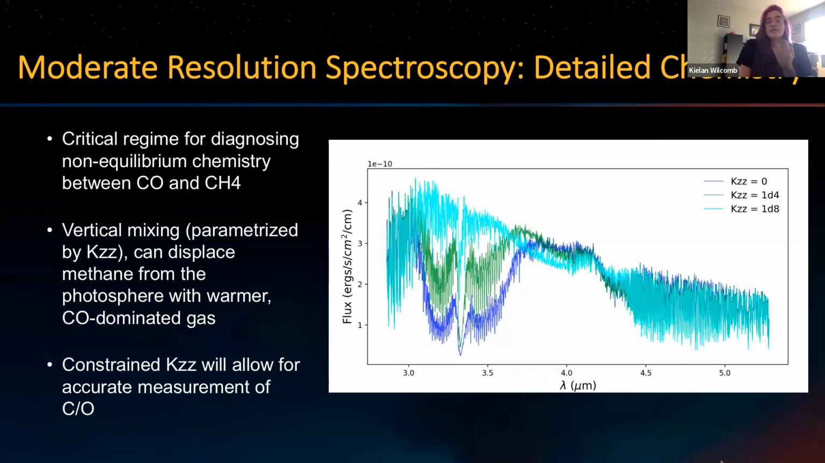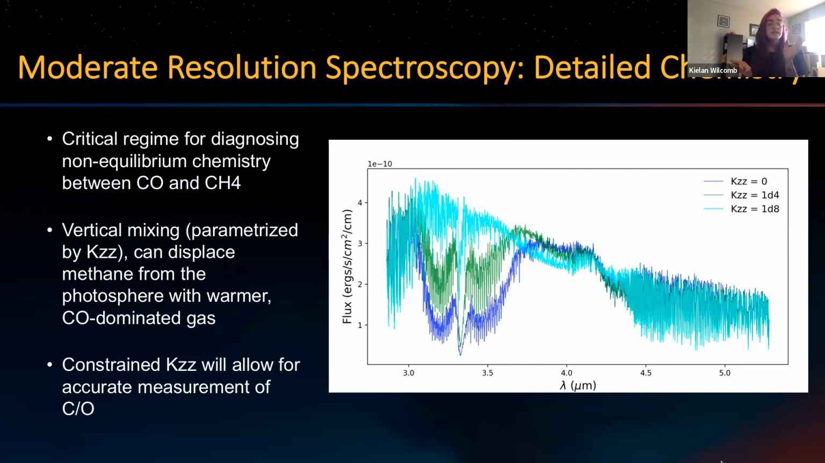With the moderate resolution spectra, we will be able to diagnose non-equilibrium chemistry between CO and methane. We will be able to measure the extent of vertical mixing parameterized by Kzz, which can displace methane from the photosphere with warmer CO-dominated gas. A constrained Kzz measurement will also allow for a more accurate measure of the C to O ratio.